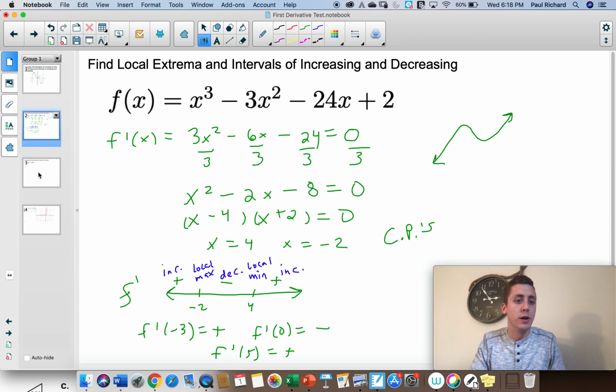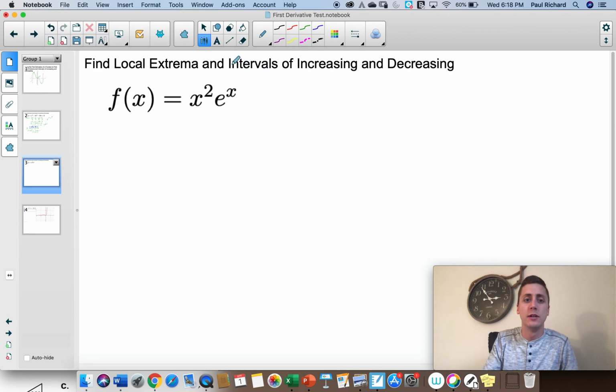All right, so when we go to do other functions, it becomes a little bit more challenging. We have a function here where we're going to need the product rule. All right, so step 1, take the derivative.